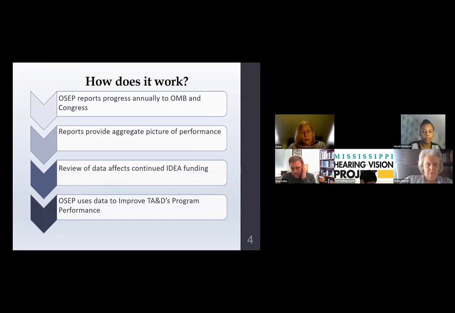So how does it work? OSEP reports progress on program performance measures annually to OMB and to Congress. That provides an aggregate picture of performance, not for each grant, but for the program overall. And their review of OSEP's program performance affects continued funding of the IDEA programs. OSEP also uses the data to improve the TA&D program's performance. So the data are very important and are used in a variety of ways.